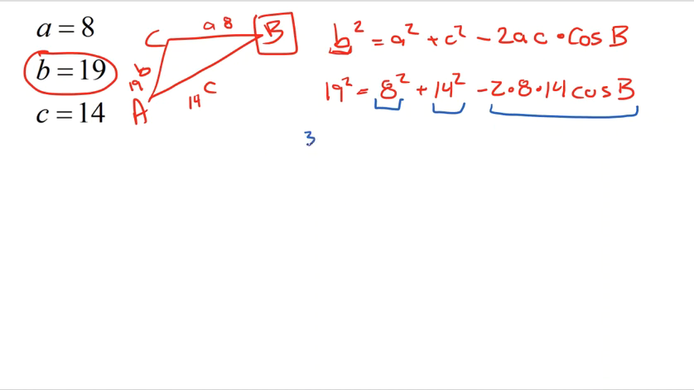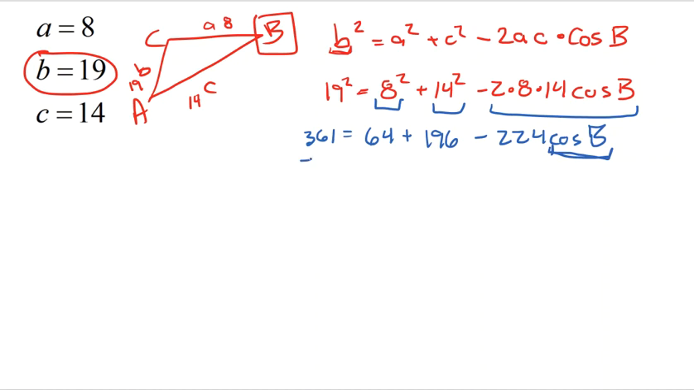19 squared is 361. 8 squared is 64. 14 squared is 196. And then I'm actually going to figure all this out right now. 2 times 8 times 14 is negative, don't forget the minus sign, 224 times cosine of B. All right, so I just did a little bit of math there to start to clean this up. Now, again, this actually goes back to being a trig equation, right? I'm trying to solve for cosine of B.